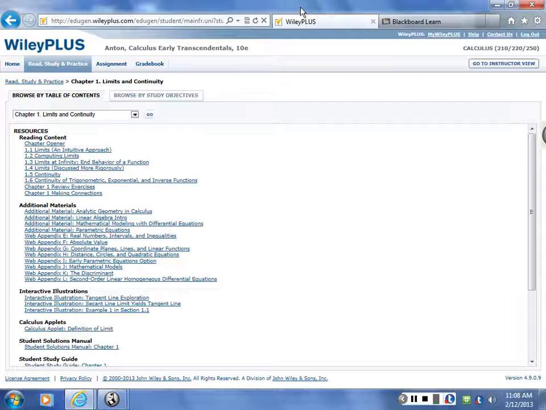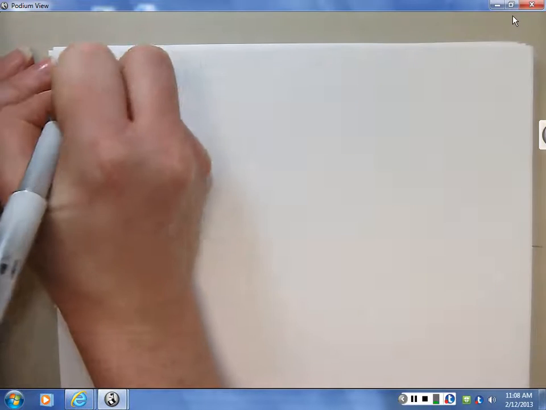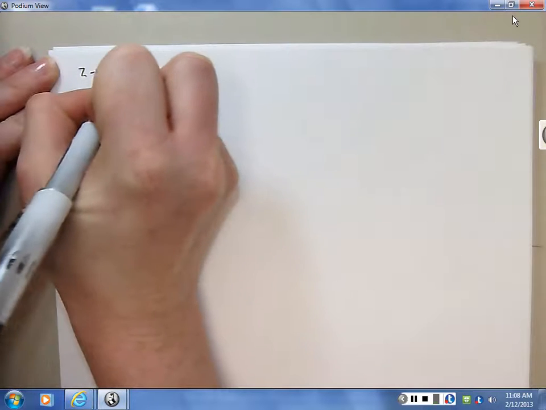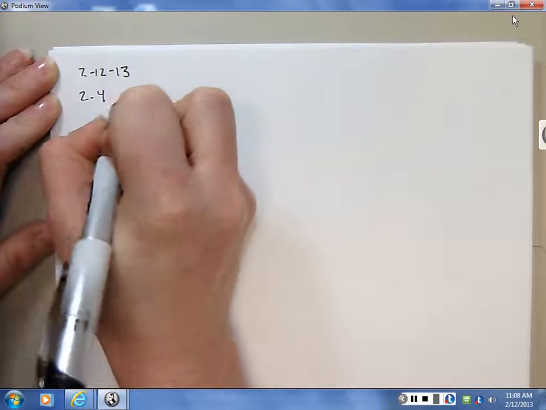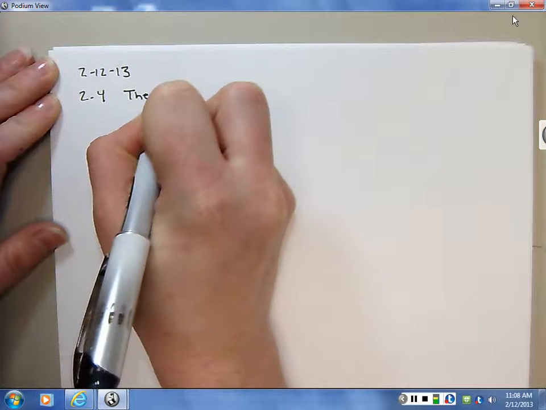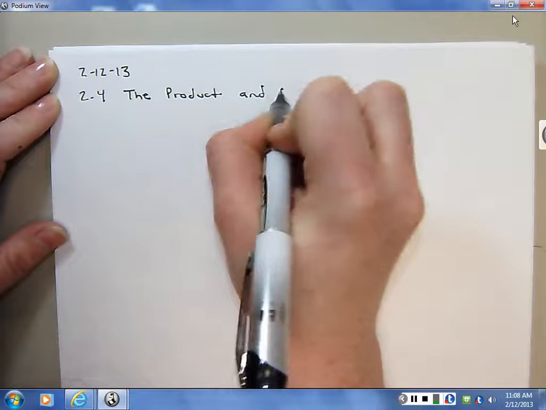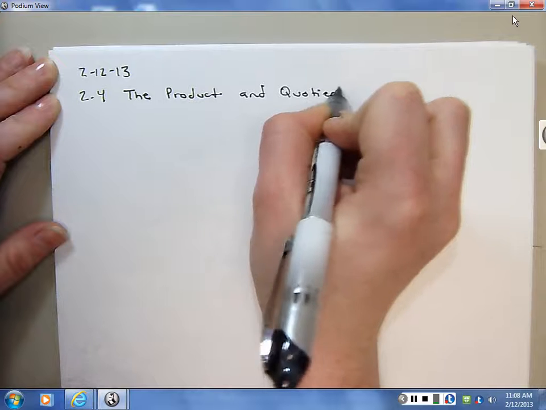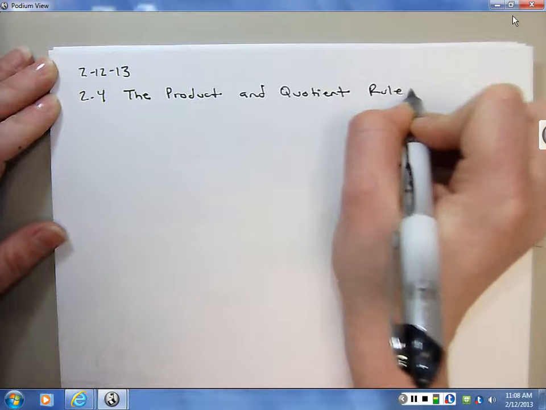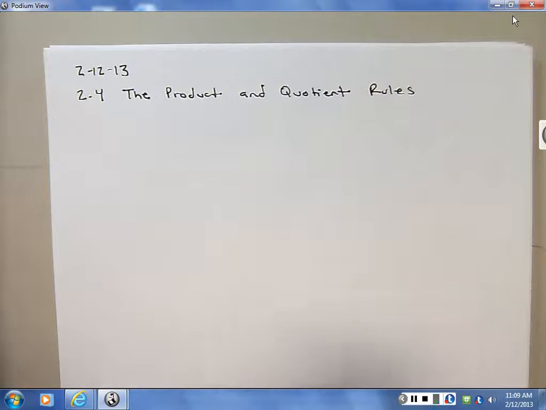Any other questions? Okay, so today we're going to cover 2.4, and 2.4 is more techniques of finding derivatives. And we're going to learn the product rule and quotient rule. Eventually, we'll use the product rule and quotient rule for more complicated functions.